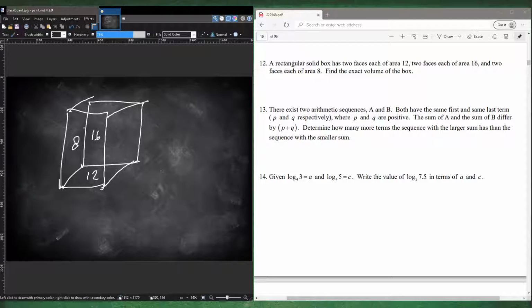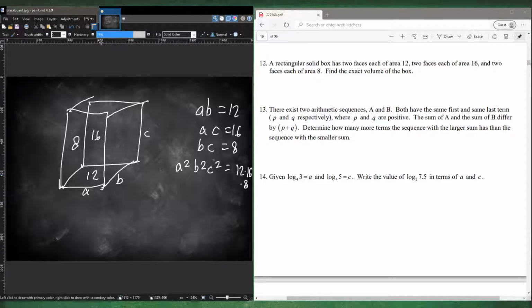So find the exact volume of the box. A, B, C are the side lengths. So A times B equals 12. A times C equals 16. And B times C equals 8. So now you multiply all these together, that's A squared times B squared times C squared, which is 12 times 16 times 8.